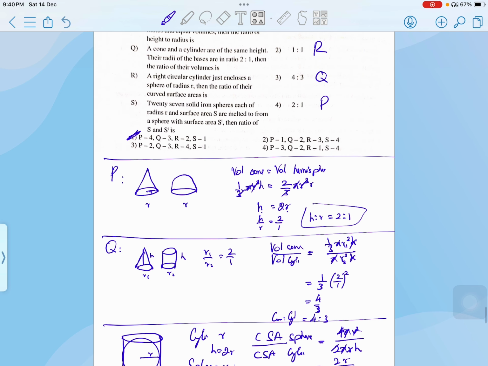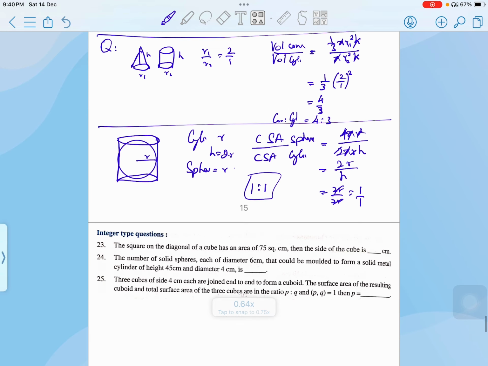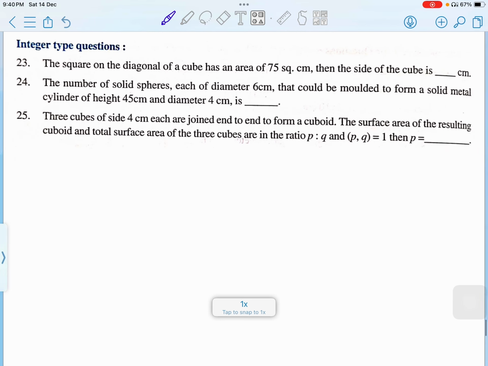If you check, p goes to 4, q goes to 3, r goes to 2, everything is there, so automatically s will also go to 1. Okay, last three integer type questions.